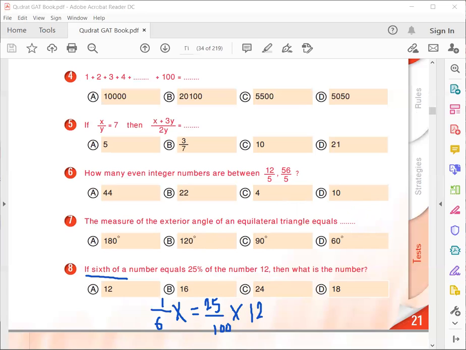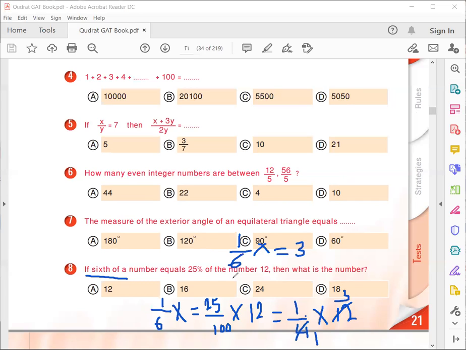How do I solve it? When you divide 25 by 100 it will be 1 over 4. Then I put it here, 1 over 4 times 12. So you simplify it here. 12 divided by 4 is 3. So now 1 over 6 x equals 3.